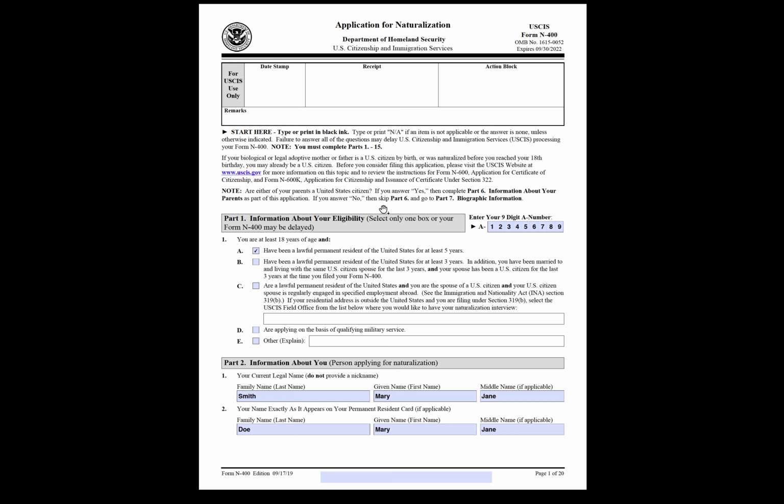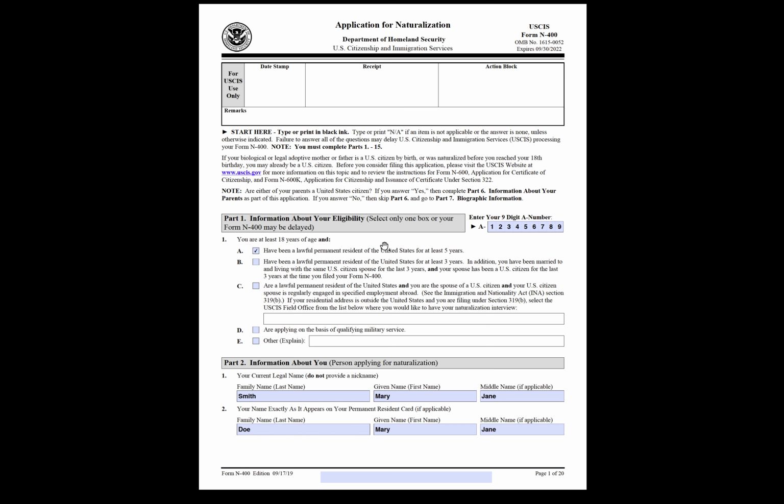Let's dive right into Part 1, and that is information about your eligibility. In other words, here USCIS would like to know what is the basis for your eligibility. Here you enter your A number, and typically it's an 8 or a 9-digit number, or even sometimes a 7-digit number. Just make sure to add 1 or 2 zeros so that the total digits are 9.